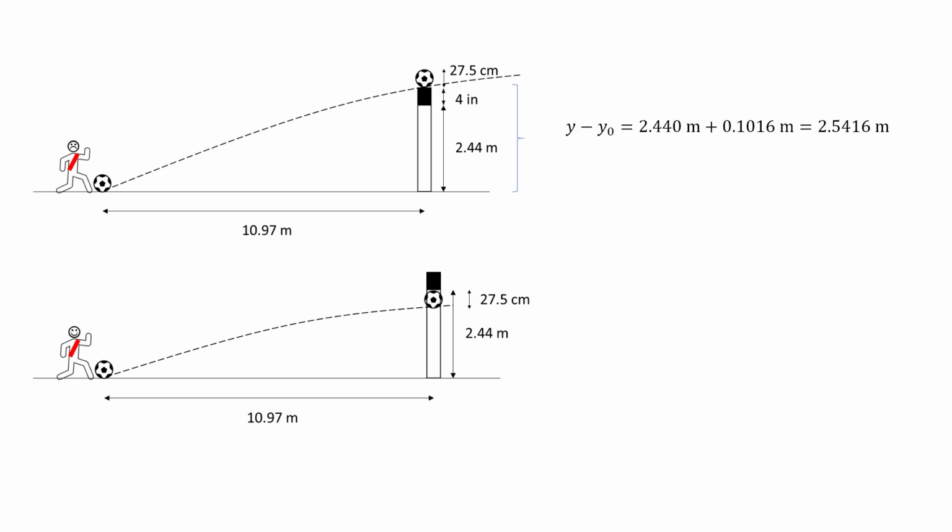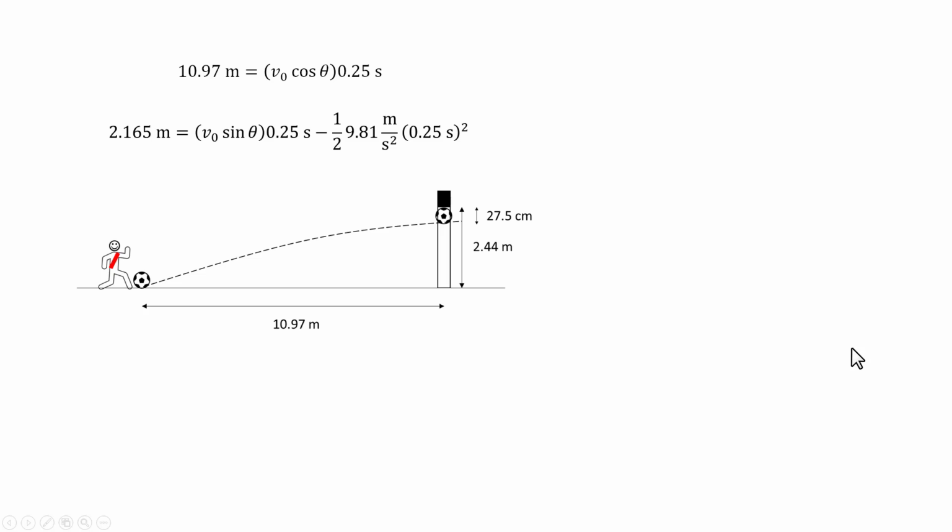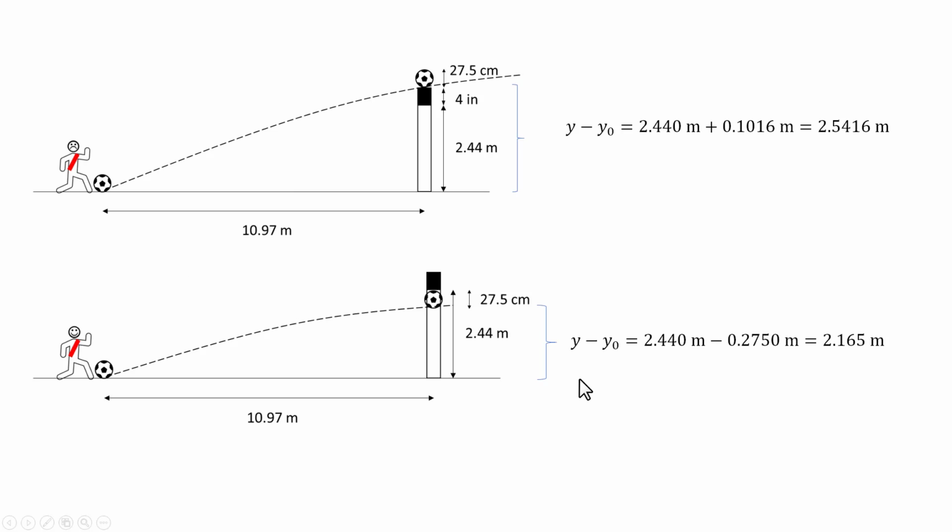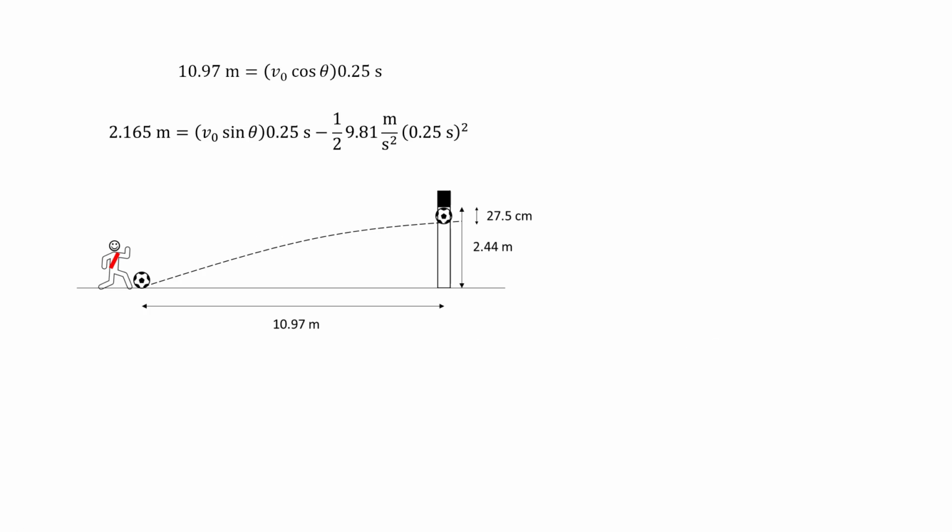Moving on to part B, the problem now wants us to calculate an initial speed that would have allowed this goal to be scored. So we want the ball to end up not just above the crossbar, but just below it. In fact, this time we need the upper part of the ball to barely touch the lower edge of the crossbar. So that means the vertical displacement for this projectile should be 2.44 meters minus 27.5 centimeters, which is 2.165 meters.